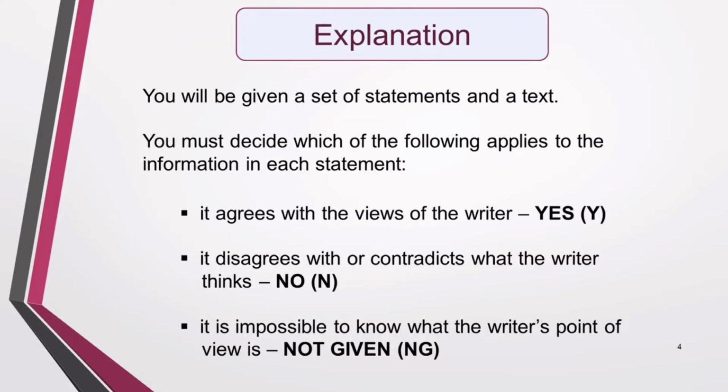First, let's look at what you have to do for this type of question. You will be given a set of statements and a text, and you must decide which of the following applies to the information in each sentence. If it agrees with the views of the writer, the answer will be yes. If it disagrees or contradicts what the writer thinks, the answer will be no. If it's impossible to know what the writer's point of view is, the answer will be not given.